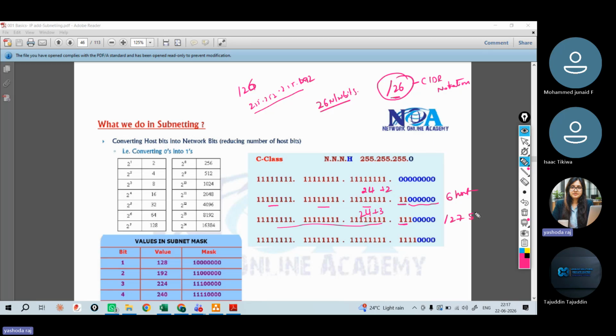Here 5 host bits, and here 4 host bits. So how many bits are converted here? 24 plus 4, that is equal to slash 28. Getting me? Okay, you have to know how converting the host bits into network bits works. So this is the result.